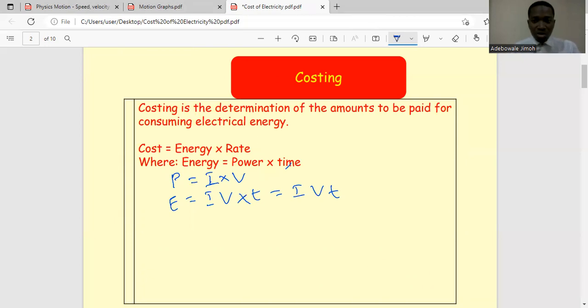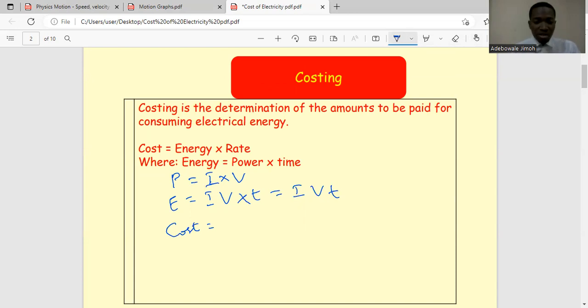If you want to bring the rate into this expression, you multiply it by energy, and you get the cost. So you can have the cost as IVT multiplied by rate, or power times time multiplied by rate.